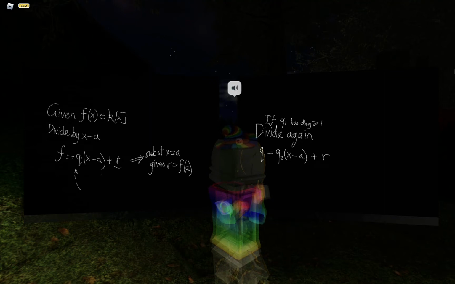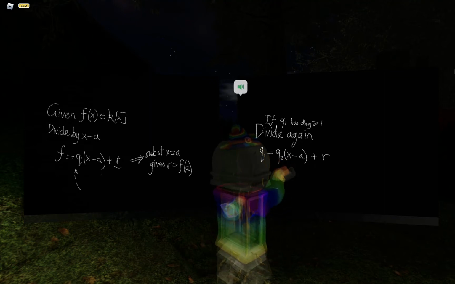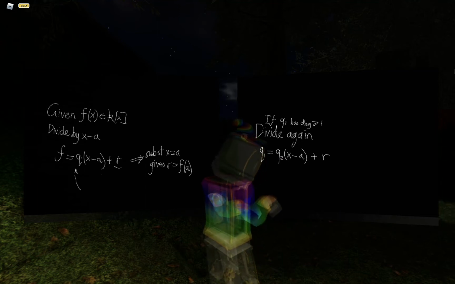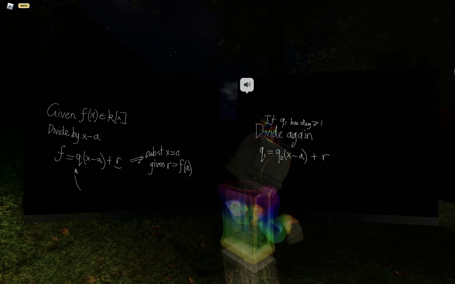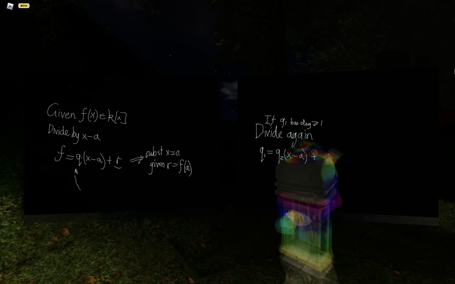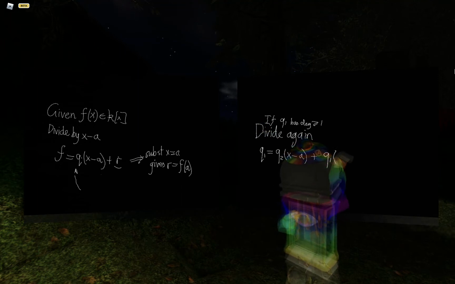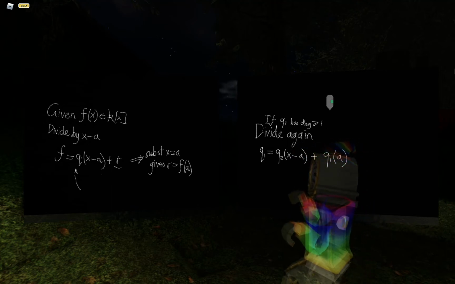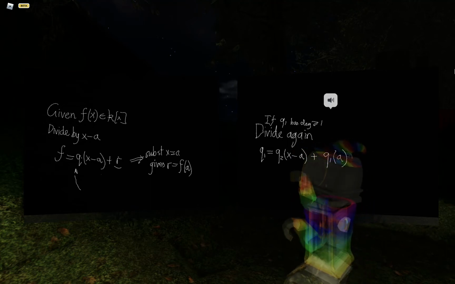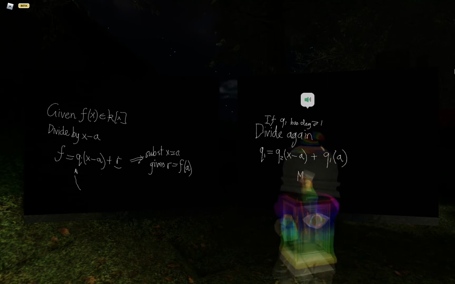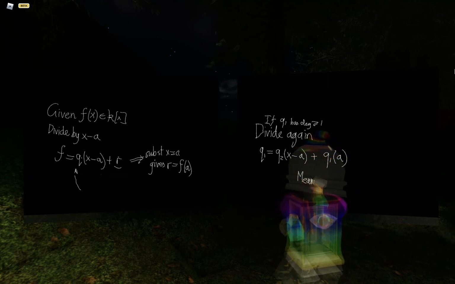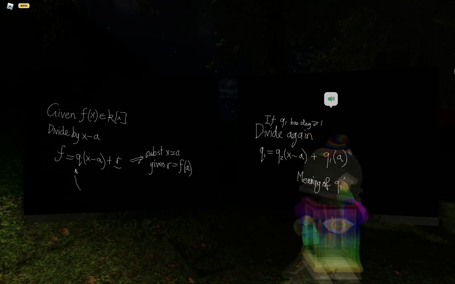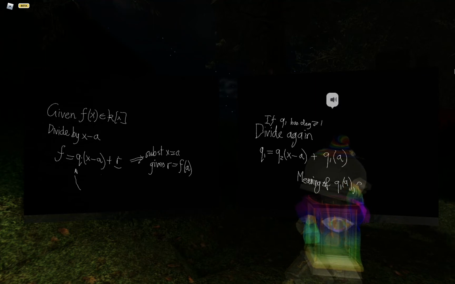Okay. I suppose I could write R as Q1A, right? I don't know if I really need to do that or not. Maybe I will. Okay, so this is Q1A. Okay. So what is the meaning of Q1A and Q2A?